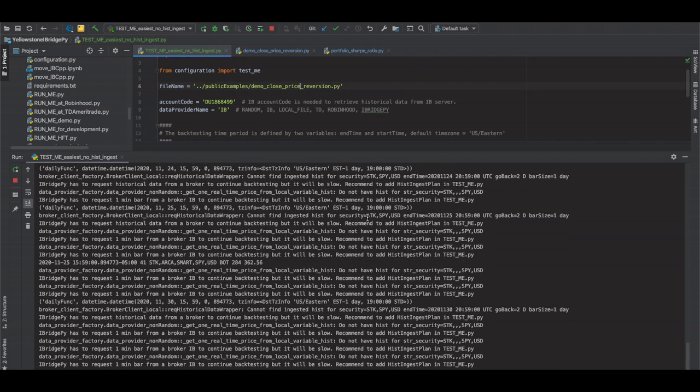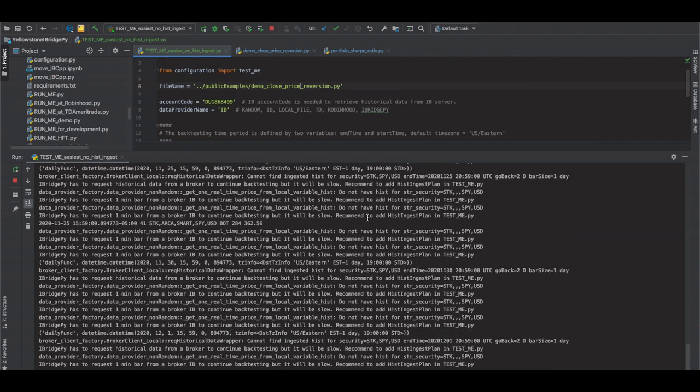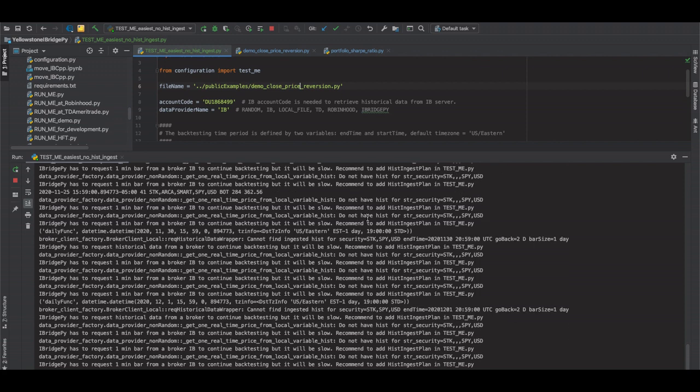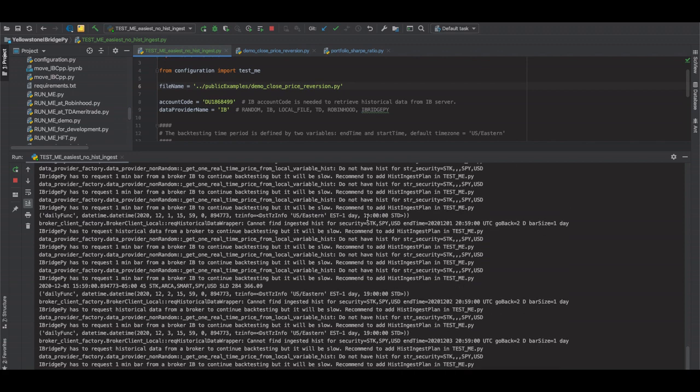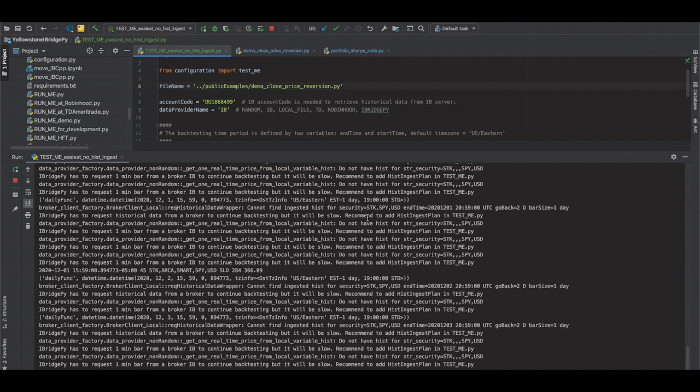And IBridgePy will request historical data in real time from the data provider, which is IB at this moment, which means IBridgePy will detect what kind of data you need in your backtesting and request that historical data from the IB server. So that's what I mean by easiest and no hist ingestion.